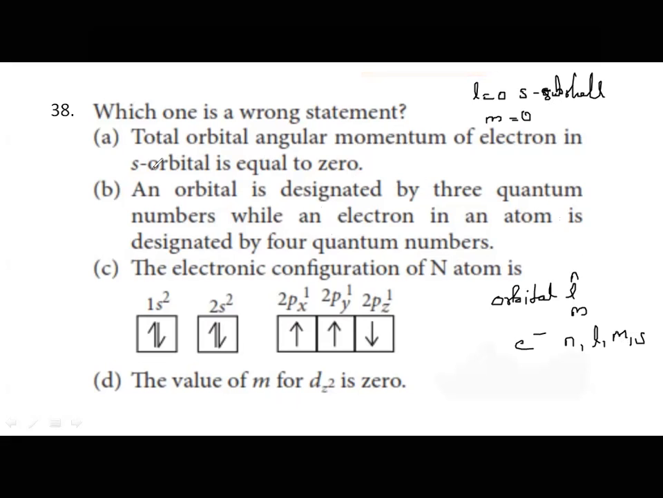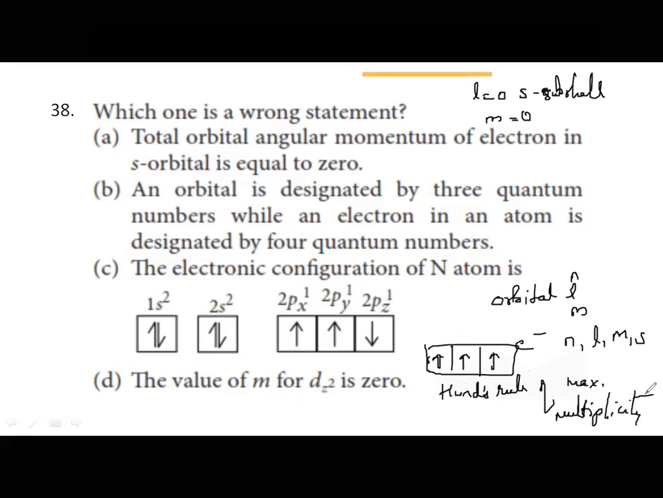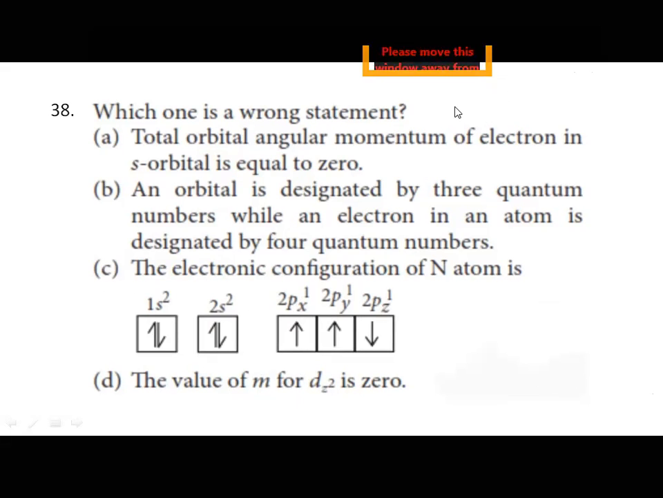The electronic configuration of nitrogen is this. They have given electronic configuration of nitrogen 1s2, 2s2, 2p3. Orbitally, they have shown spin up, spin down, spin up, spin down, spin up, spin up. No, it should be spin up, spin up, spin up. According to Hund's rule of maximum multiplicity, the correct configuration of nitrogen comes like this, not like this. So this is the wrong statement. The value of m for dz square is 0. This is also correct. So the wrong statement is option C. We don't represent it like that.